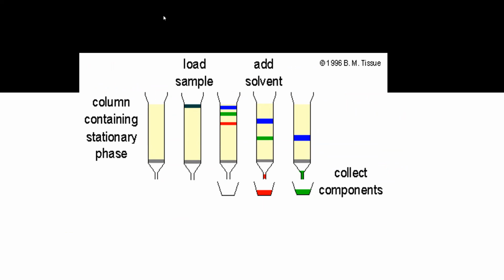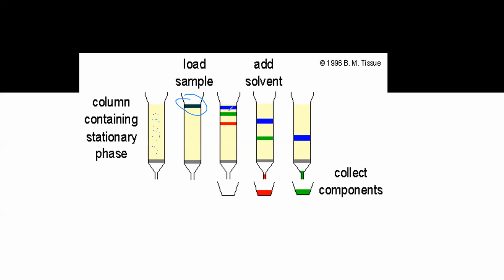So what happens? First, we have a column containing a stationary phase. There are fine solid particles, known as the stationary phase, suspended. Then we load the sample which we want to separate. When we open the tap, the sample runs down and comes out. So the components present in the loaded sample are separated from each other: red, green, and blue.